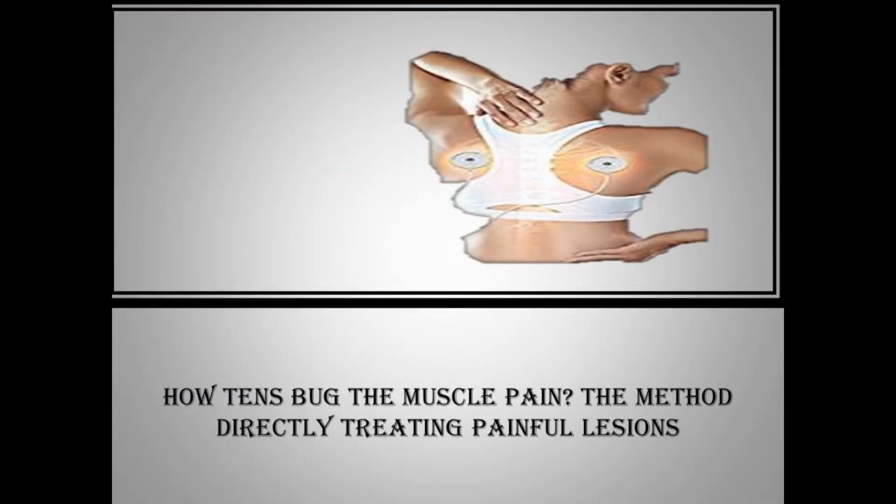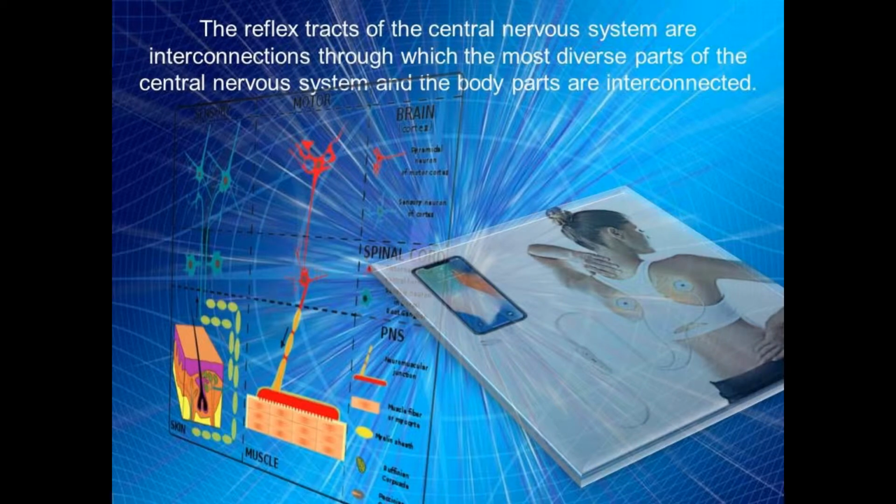How TENS relieves muscle pain. The method directly treating painful lesions. The reflex tracts of the central nervous system are interconnections through which the most diverse parts of the central nervous system and the body parts are interconnected.